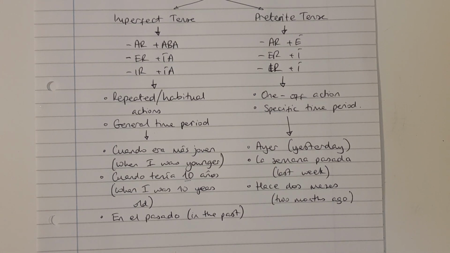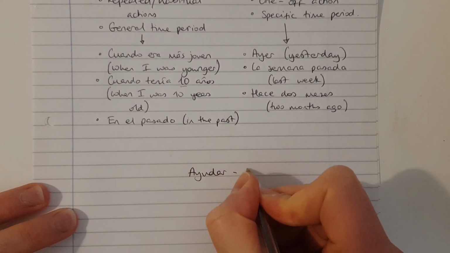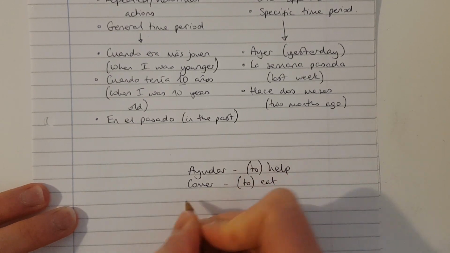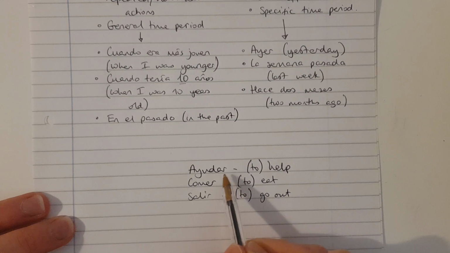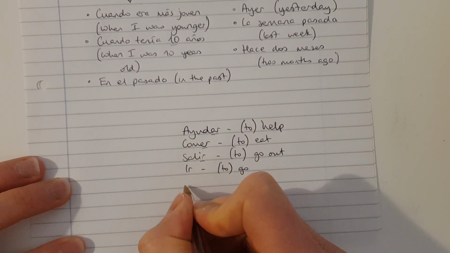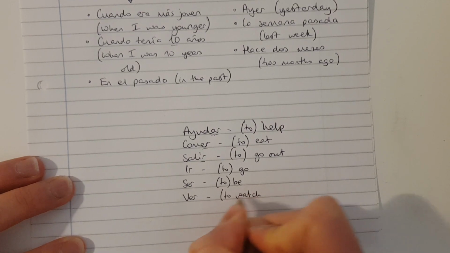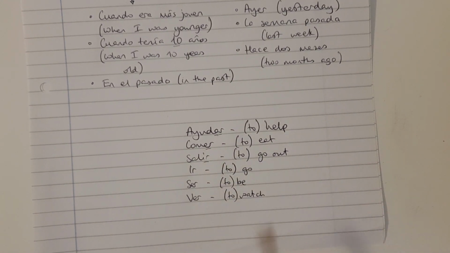So let's have a look at some examples of how these would be used in context. So there are 6 verbs that I will use in these examples today. We will have ayudar, meaning help or to help. We'll have a look at comer, meaning eat or to eat. We'll have a look at salir, meaning go out or to go out. There'll be our examples for AR, ER and IR verbs, and then the other 3 verbs that we're going to look at will be ir, meaning to go, ser, meaning to be, and ver, meaning to watch or to see. So we've got our 3 examples for regular verbs, AR, ER and IR verbs, and then the other 3 I'll come on to in a minute.